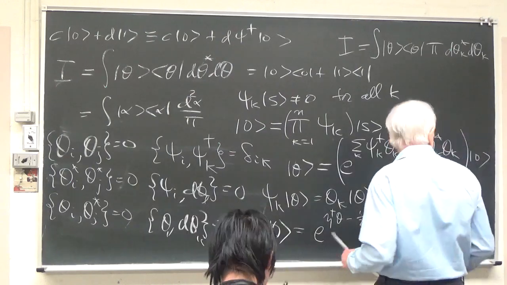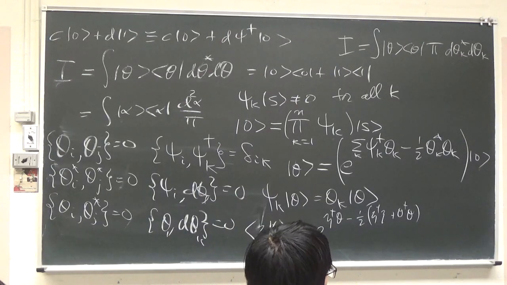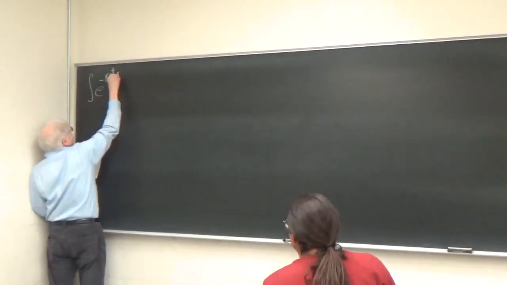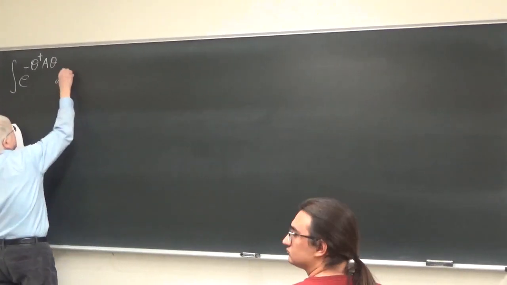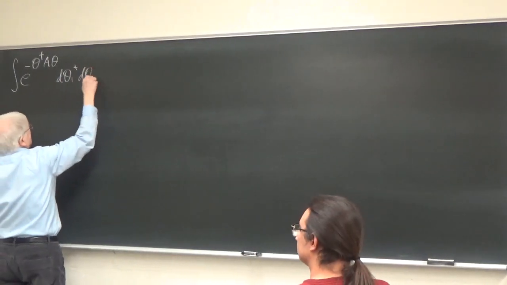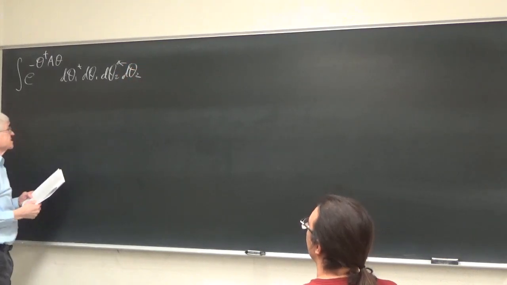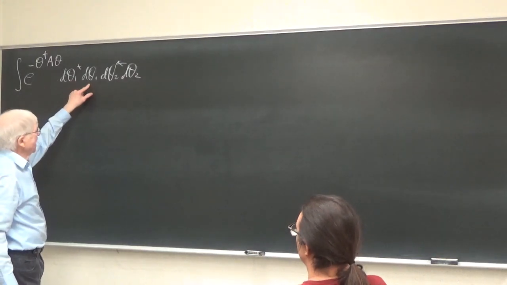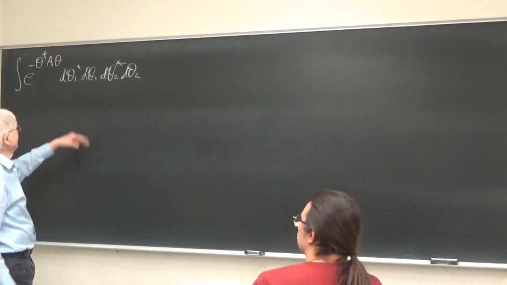Well, we did the Gaussian integral over there. If you now do an arbitrary Gaussian integral, I'll just tell you what the answer is. E to the minus theta dagger A theta. A here is just a 2 by 2 matrix. D theta 1 star, D theta 1, D theta 2 star, D theta 2. The convention here is D theta i star, D theta i. Which order you have, whether you have 1s here and 2s there, or the reverse, doesn't matter.